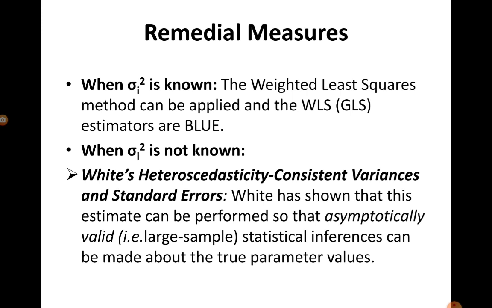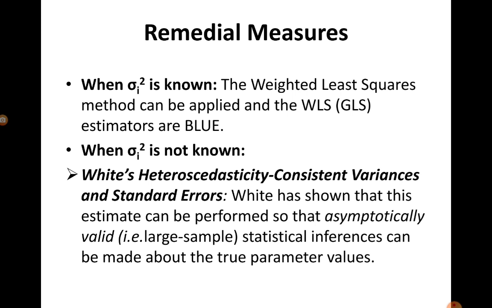In such a situation, we would apply the weighted least squares method, which we have already discussed in the earlier lectures, where we transform the original regression model by dividing each term of the original model by sigma i and then running the regression there. In the transformed model, like we had discussed earlier, the error term is now homoscedastic, with constant variance equal to 1. So that's one of the methods.